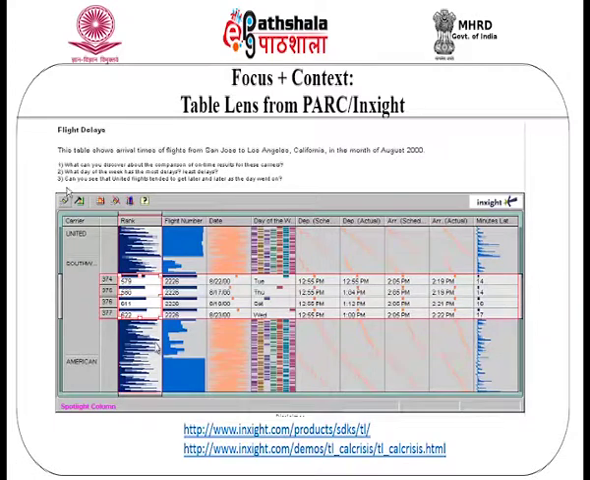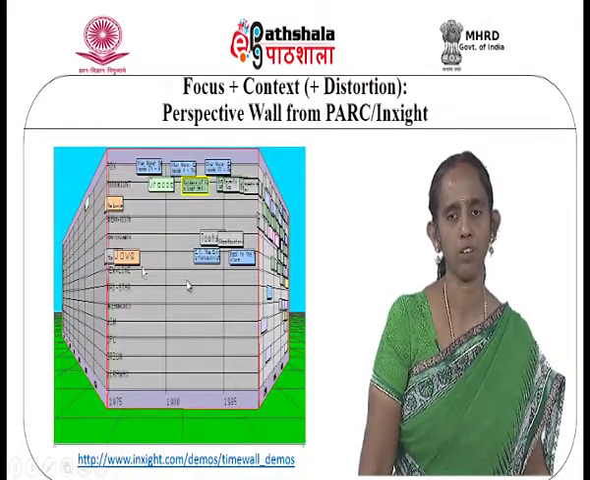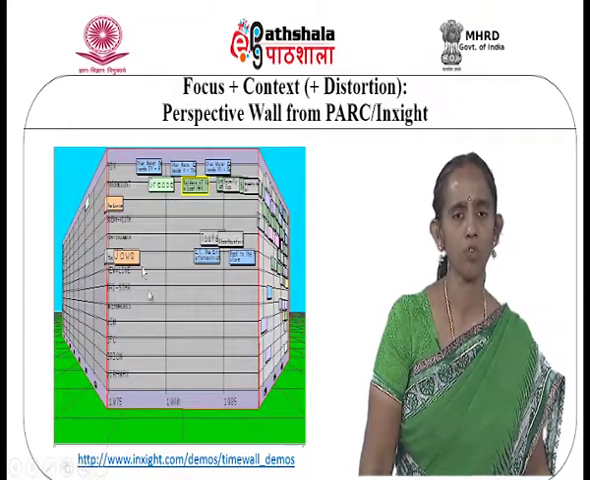The first one is the table lens from Xerox PARC. Here we can see the entire context information shown along with the focused information, which is being highlighted. The highlighted portion is the focused information that is of interest to the end user. Along with this, the context information is also shown by the side, so that it is possible for the end user to compare the focus information with the contextual information that is available.